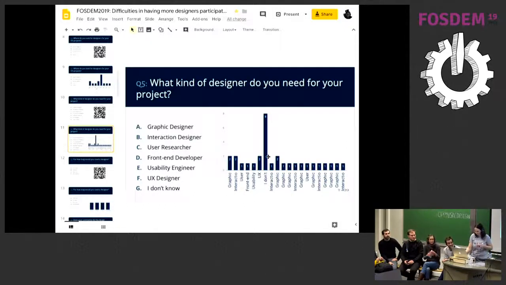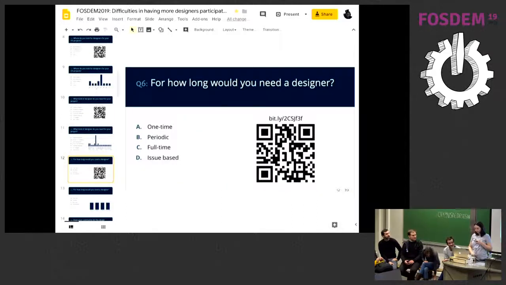Okay. The next question is, for how long would you need a designer? The options are one-time, periodic, full-time, and issue-based. This is important when you want to collaborate with somebody, because that person might have limited time, or if you want them to stay a couple of years, you might need to fund them in some way. Any remarks on that?